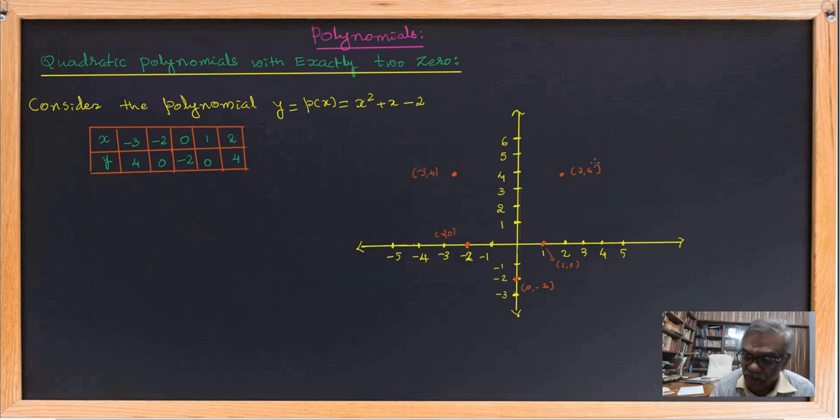Accordingly I would like to join these points by the curve. Curve goes like this. So here it intersects the curve.